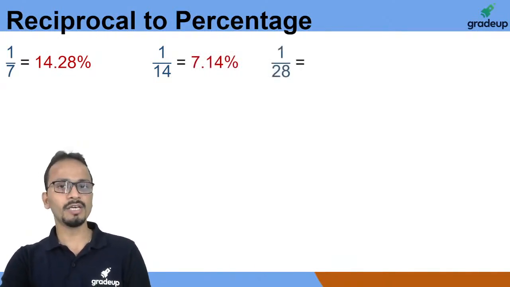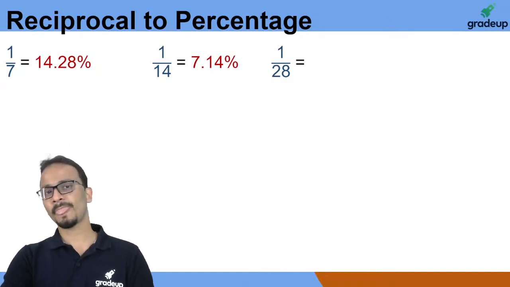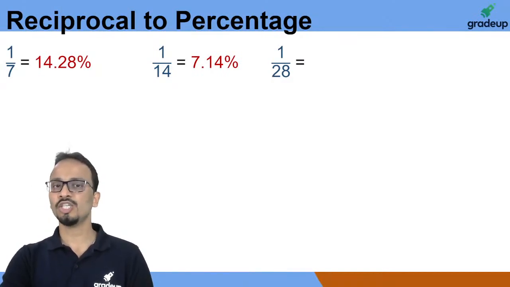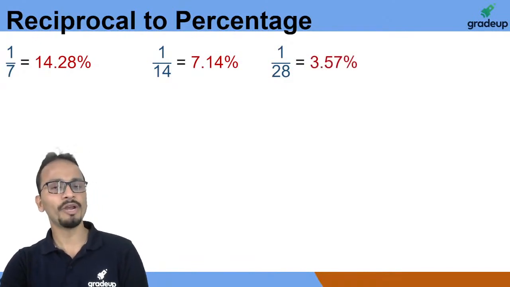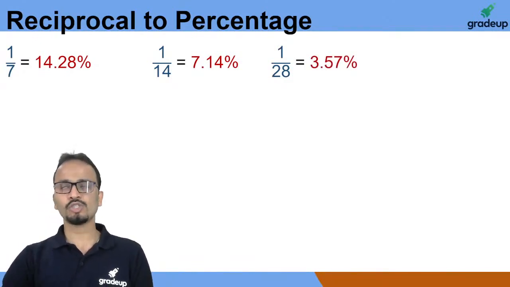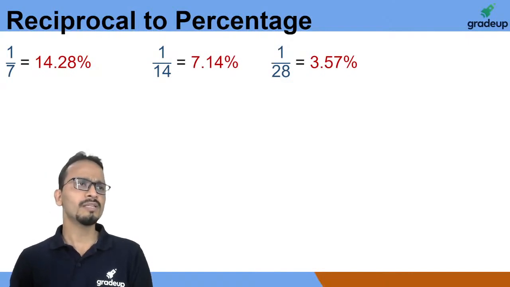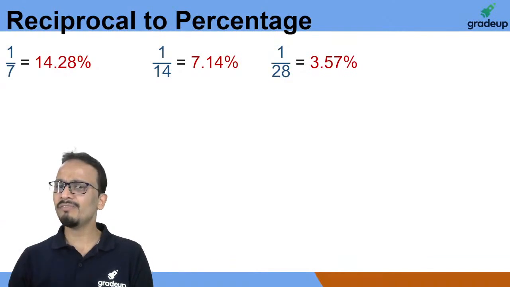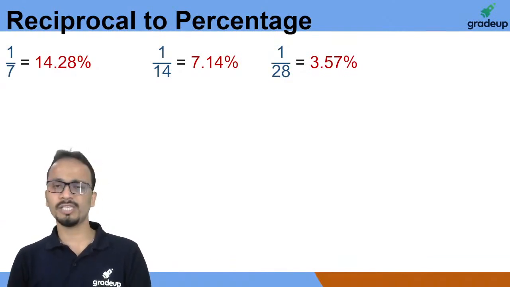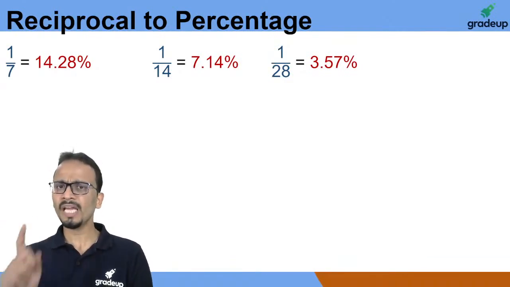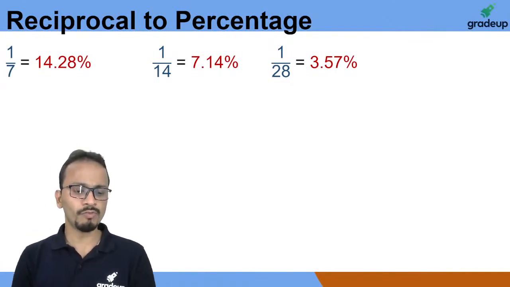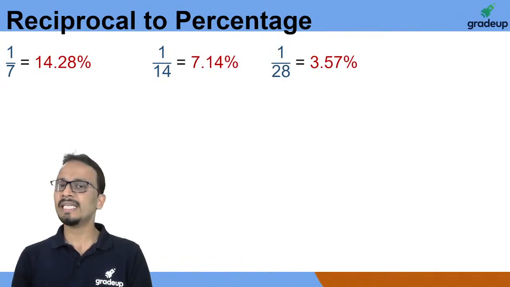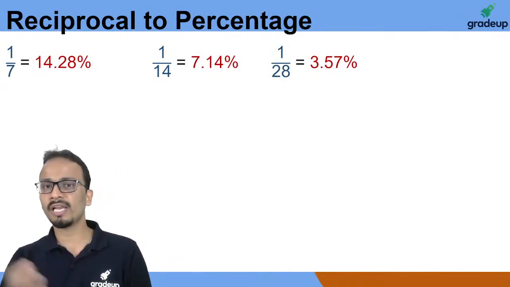Now further, 1 upon 28 is half of 1 by 14. So just divide 7.14 by 2, and you'll get 3.57. If I directly ask you the percentage equivalent of 1 by 28, I believe it will be difficult to recall this value. But if we establish its relation from 1 by 7, it will be easy for us to derive this value.